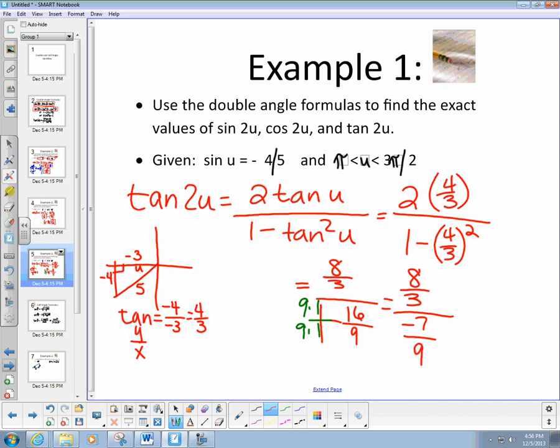Complex fraction. Okay, but remember this really means divide. This line in the middle is divide. So we're going to flip and multiply. So I have negative 8/3. Oh, I'm sorry, that's positive. 8/3 times negative 9/7. And I can cancel the 3 with the 9. So that would give me negative 24/7 for the tangent. So all you're going to do is fill in your formulas.